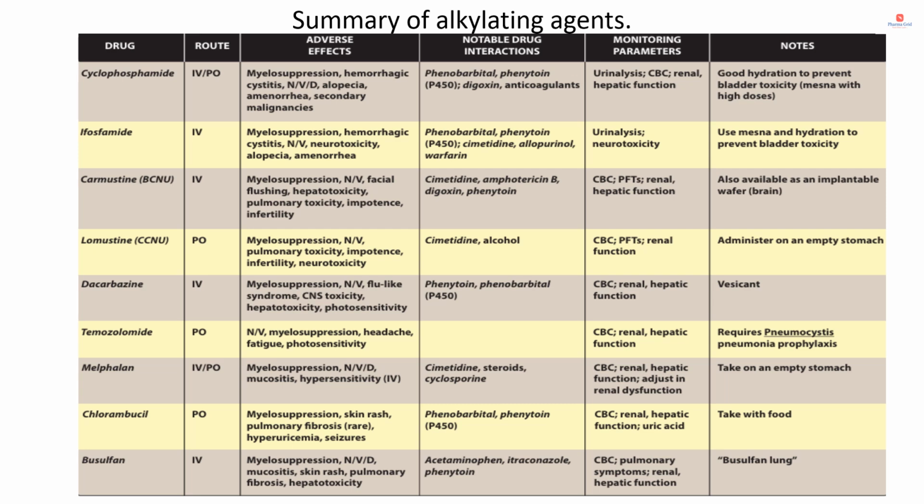So far we have discussed three important categories of anti-cancer drugs. So the first one is antimetabolites, second one is antibiotics, and the third one is alkylating agents. And the remaining categories of drugs we will discuss in the next session.